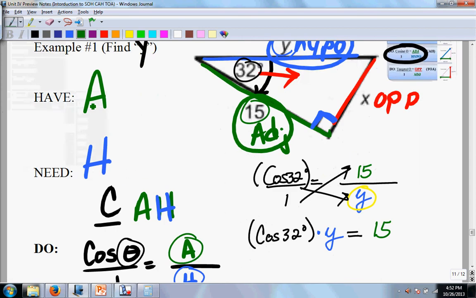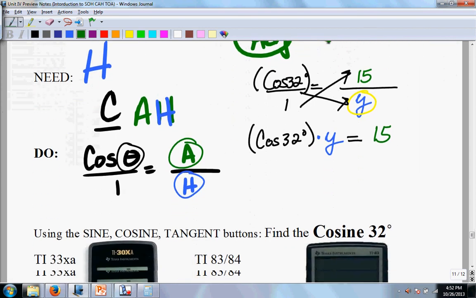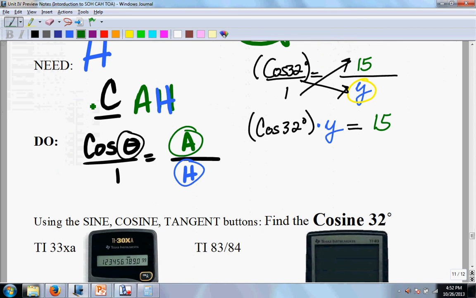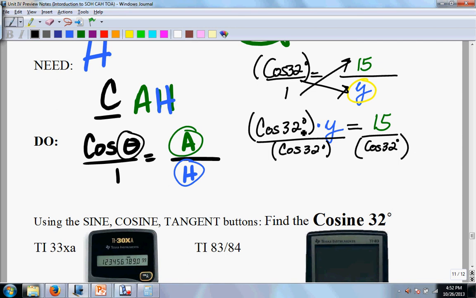You are not done. Y is not by itself. You want to get y by itself. So we have to divide by cosine 32 degrees. Keep parentheses around that. You're not getting rid of 32, you're getting rid of cosine 32. Okay, y is by itself now. So we have y equals 15 divided by whatever the cosine ratio of 32 degrees is.